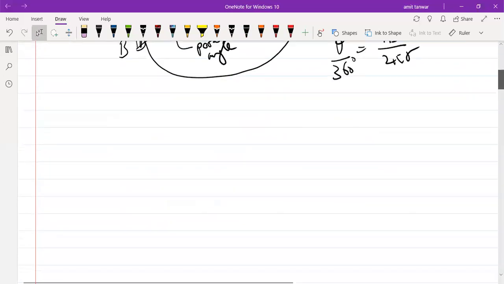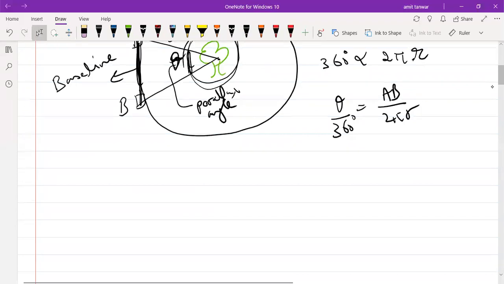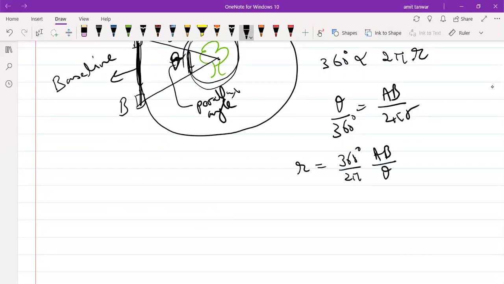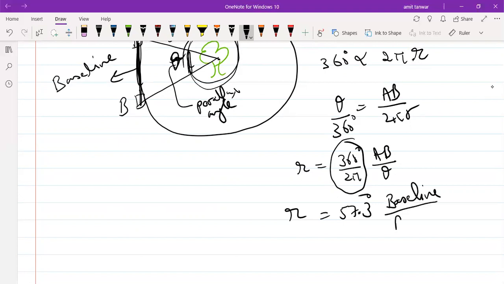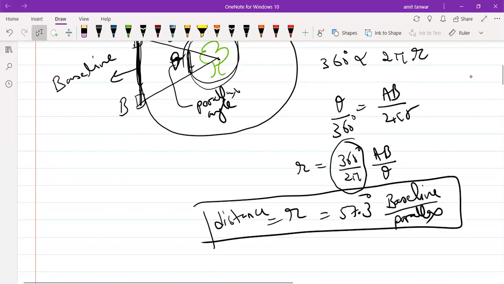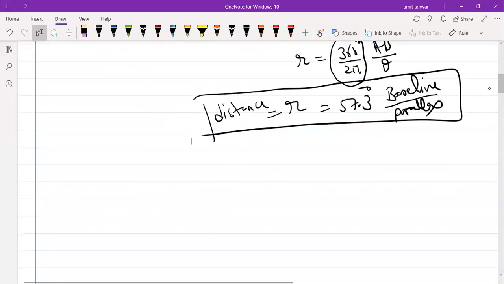So r can be written as 360 degrees divided by 2 pi, times AB divided by theta. Now 360 degrees by 2 pi is equal to 57.3 degrees. And this AB is our baseline. This theta is the parallax angle. And this r is the distance, which is our aim that we want to find out. So this is the working formula to estimate the distances. If we know the parallax and if we know the baseline, we can easily estimate the distance.